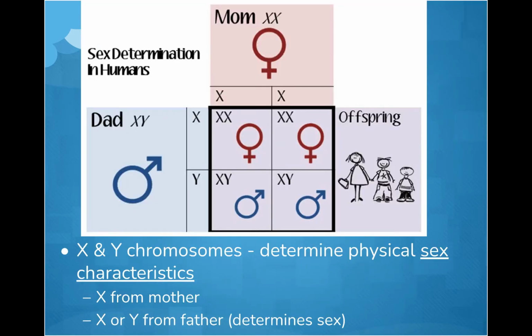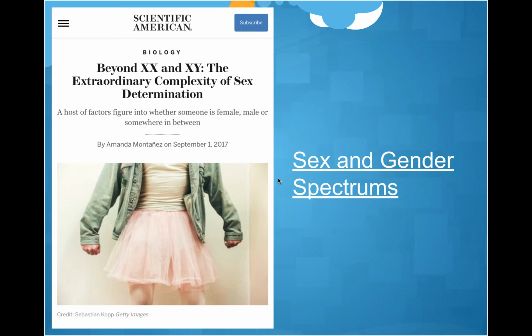So to talk for a minute about the determination of physical sex characteristics, probably you've learned about this in biology, that the mother gives an X chromosome, and then either the X or the Y from the father is what determines the sex of the child that is assigned at birth. So an XX would result in female, and XY resulting in male. However, going beyond just this XX and XY, there's actually a lot of complexity to sex determination.